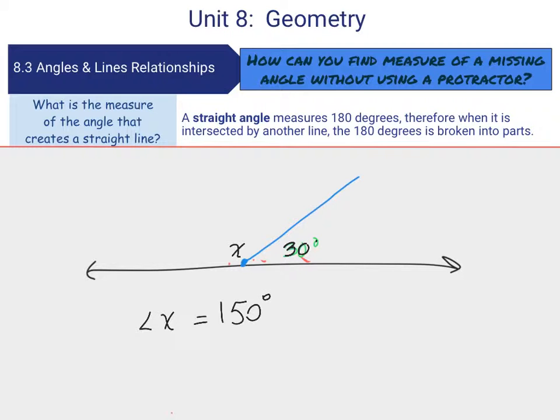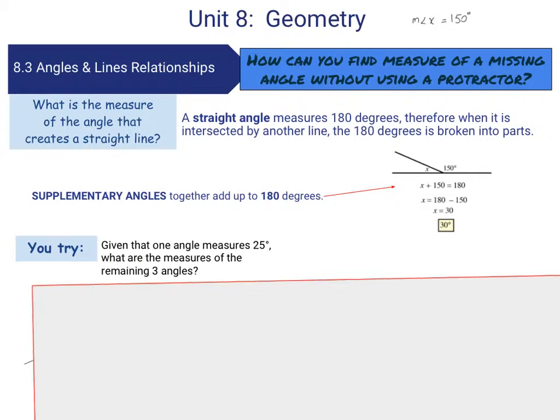Now, there's another little symbol that you have to see. That little angle symbol, it looks like a less than symbol that's squished. That means angle. When you're talking about measure, you have to put a little m in front, and that tells you the measure of angle X equals 150 degrees.